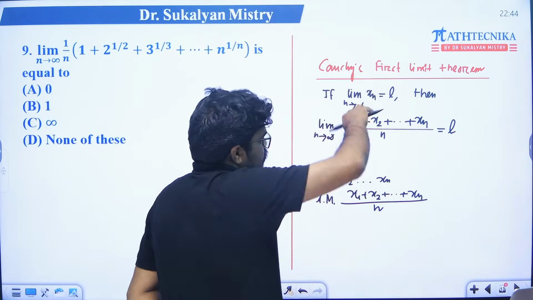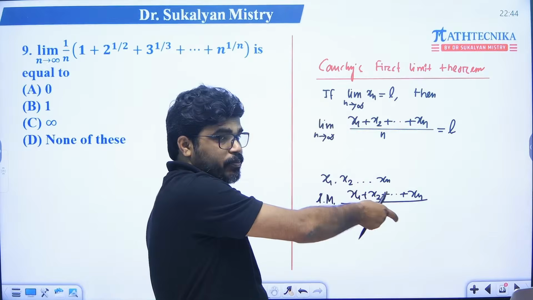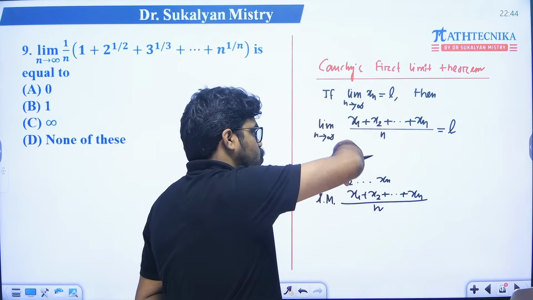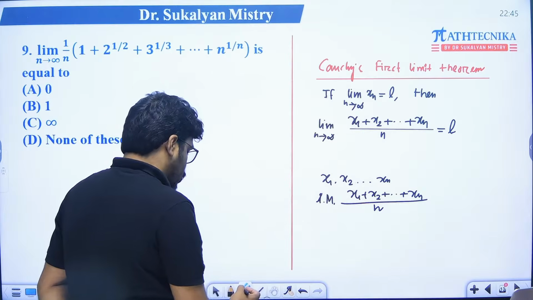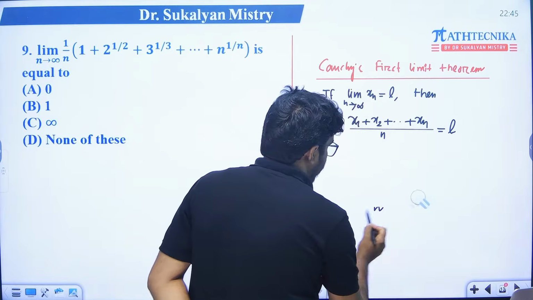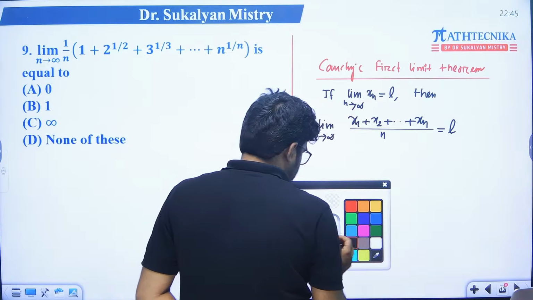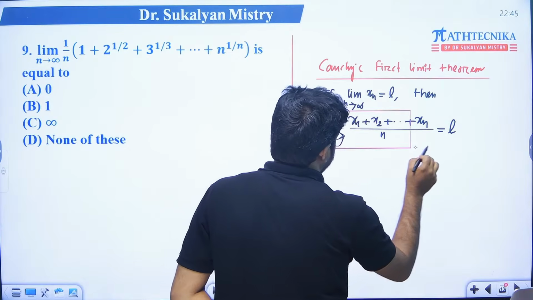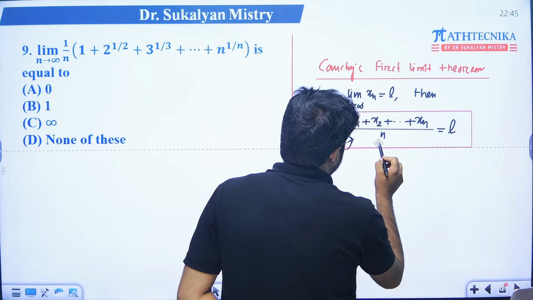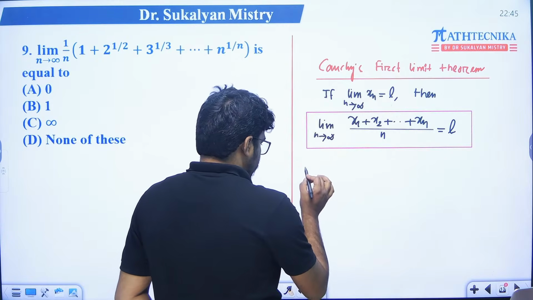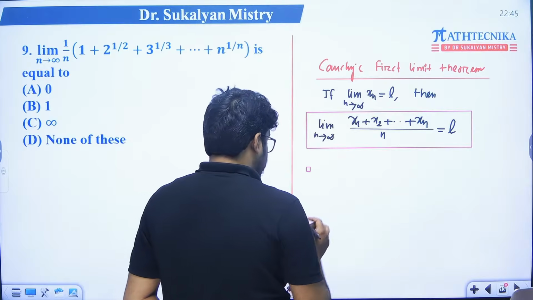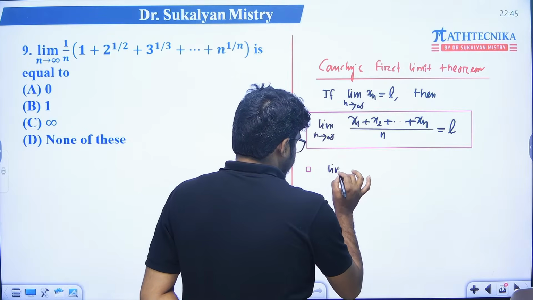So basically, if xn converges to L, then the arithmetic mean of n terms also converges to the same limit. This is called Cauchy's first limit theorem. Note this: limit n tending to infinity of (x1 plus x2 plus ... plus xn) divided by n also converges to L.